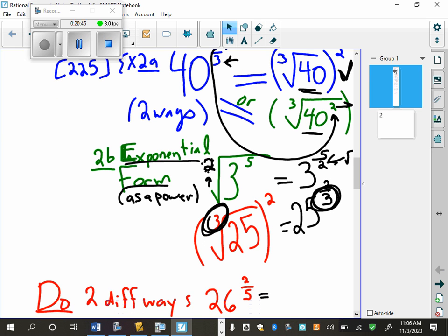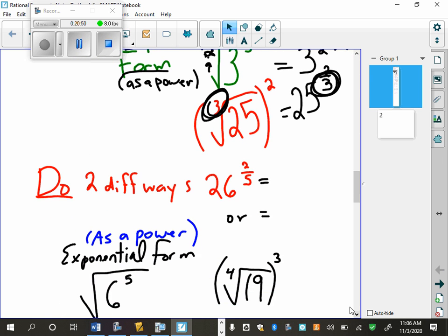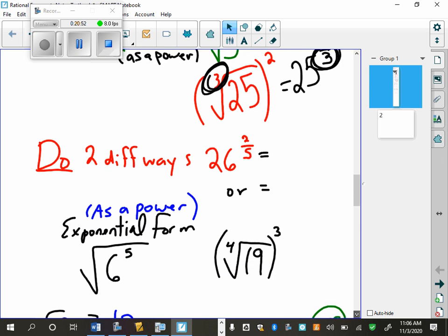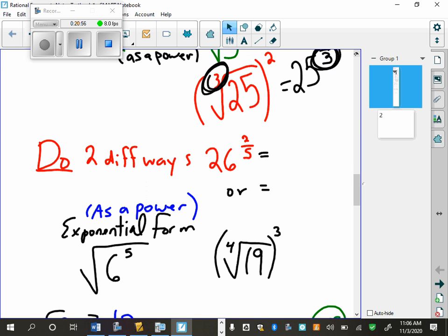For check your understanding, I'll give you this. Refer to your notes if you need to. Go ahead and do this one, write it in 2 different ways, and write down the exponential form of those 2. All right, just polish these off.